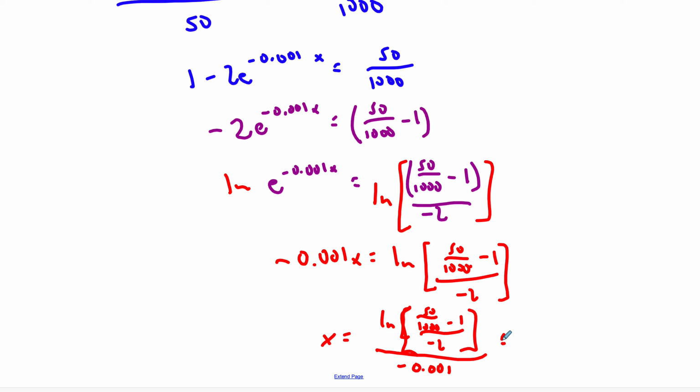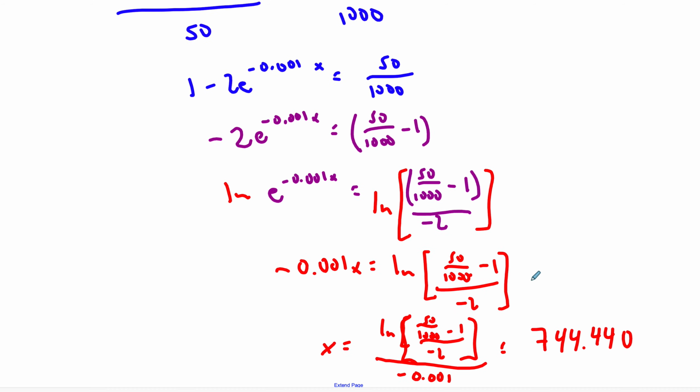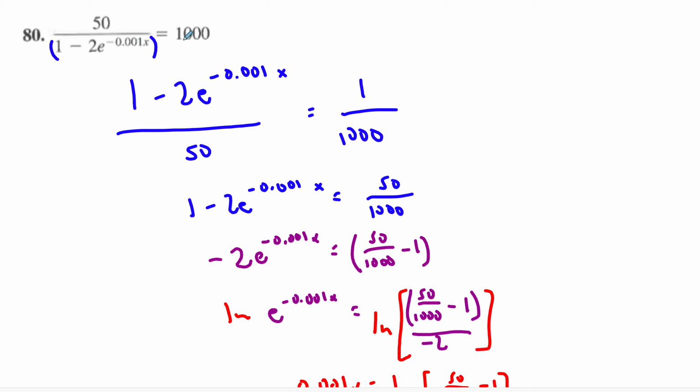Now, I would recommend practicing, as in actually try to calculate it, to make sure you're putting it in the calculator or typing in Desmos correctly. But basically, it should match up, right? So 50 divided by 1,000 minus 1, and I'm going to need some more parentheses. 50 divided by 1,000 minus 1 over negative 2, then divided by negative 0.001 is 744.440. So that is our final answer, and you could plug this in to double check it does work.